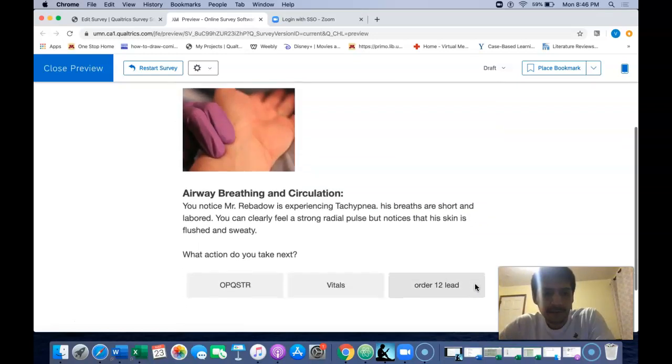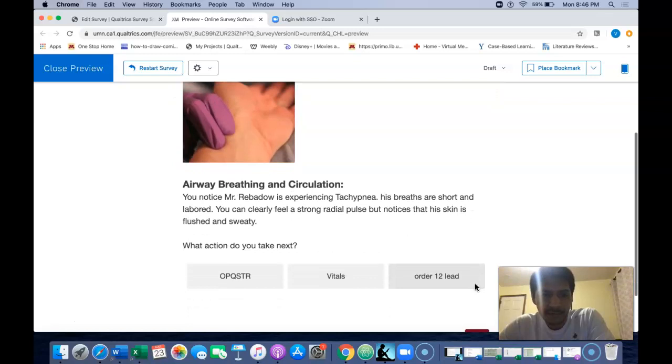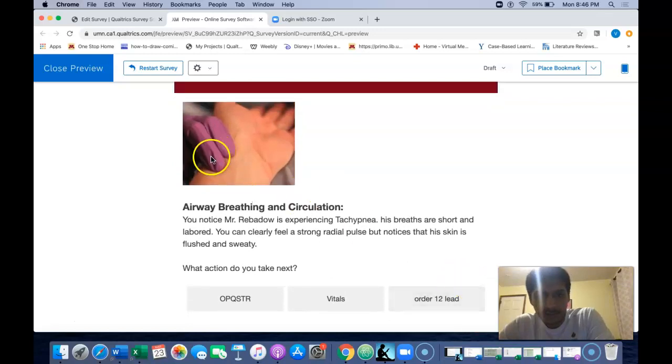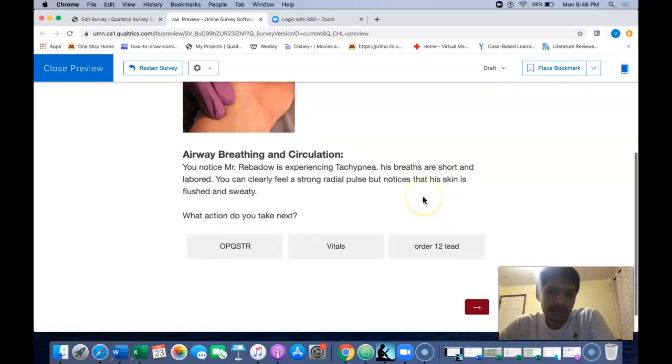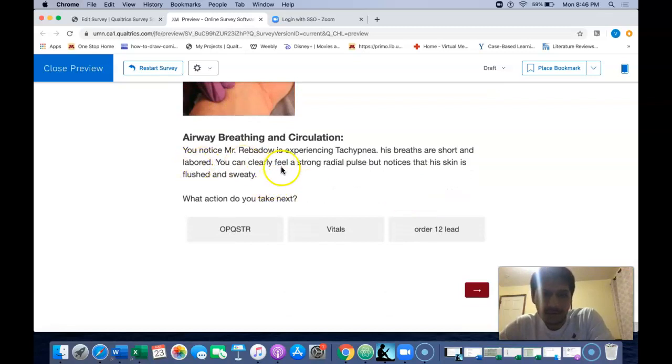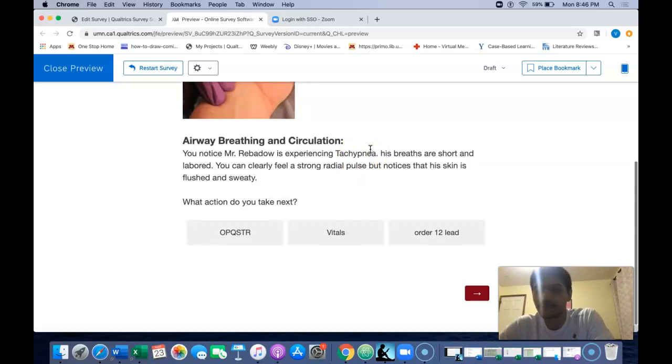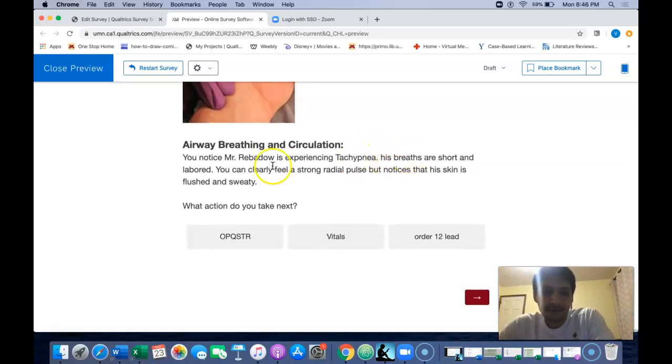And from there it takes us to the ABC section. There's a picture of someone taking the radial pulse. And then you notice Mr. Ribadow is experiencing tachypnea. I don't actually know how to say that word, but it's basically rapid breathing. His breaths are short and labored, and you can clearly feel a strong radial pulse. What action do you take next?